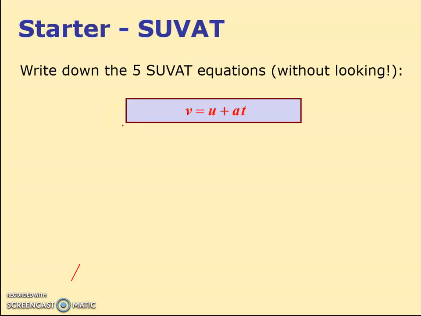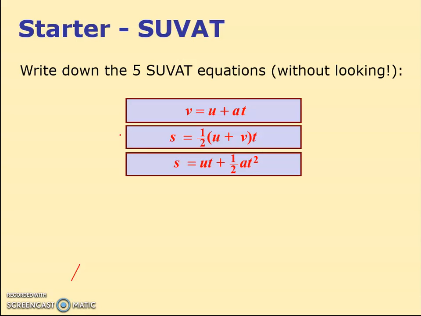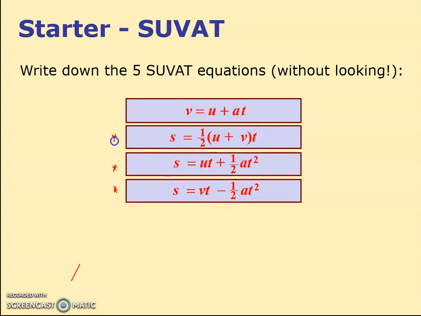So you have v equals u plus at. You have s equals a half, u plus v, times t. You have s equals ut plus half at squared. So there are two different s equations, if you like. We get a third one which you don't see in physics, and this is the one that often gets missed by people who are very good scientists: s equals vt minus a half at squared. So now we've got three s equations.